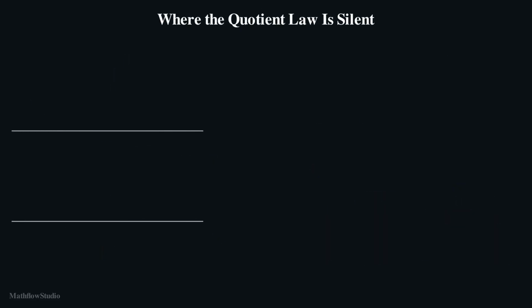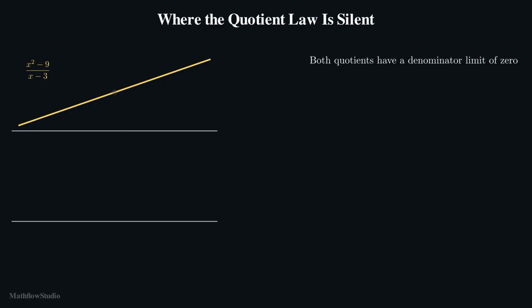Two quotients share the same denominator and the same input. The first has a numerator that also approaches 0. Its limit exists and equals 6, which is the height of the point the curve is missing.